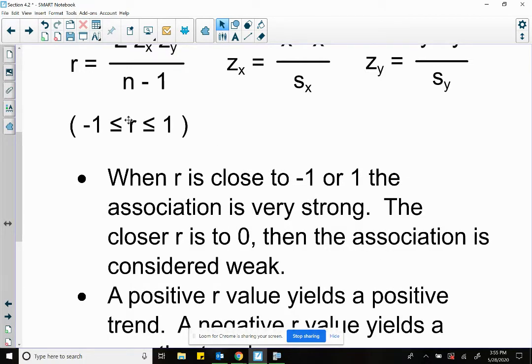Some extra information about the correlation coefficient. When R is close to -1 or close to 1, it means that you have a very strong association. The closer you are to -1 or to +1, the stronger the association. The closer R is to 0, the weaker the association.